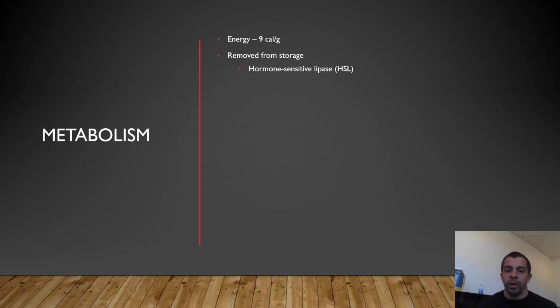So as we start to exercise, how do we mobilize our fatty acids, right? To remove them from storage in our adipose tissue, we need to upregulate hormone-sensitive lipase. What hormone-sensitive lipase does is chop off the glycerol molecule of a fatty acid. So then you're left with 3 free fatty acids, and then 1 free glycerol molecule.